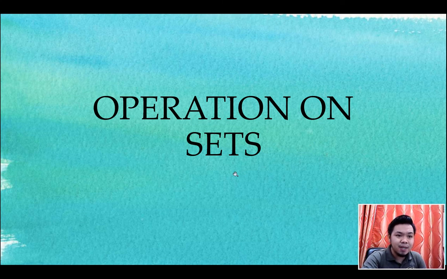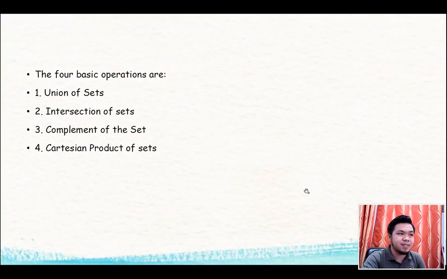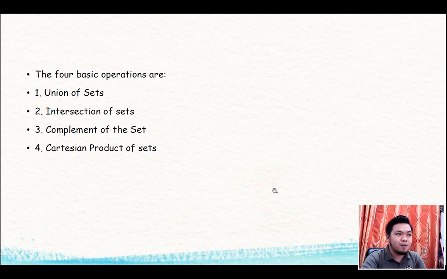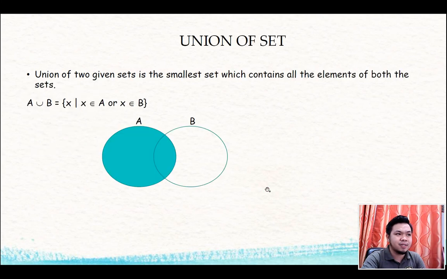Now, let's go with some operations on sets. There are 4 basic operations of sets: first, union of sets, intersection of sets, complement of a set, then Cartesian product of sets. Let's start with the union of sets. The union of 2 given sets is the smallest set which contains all the elements of both the sets.